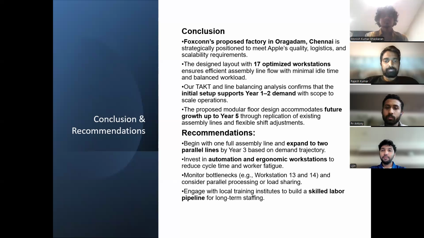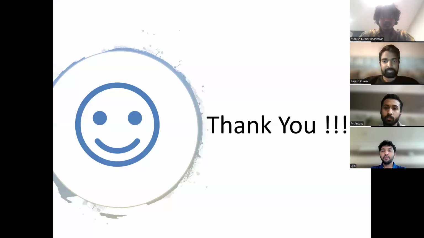In conclusion, the factory location offers excellent logistics, infrastructure, and access to skilled labor, making it ideal for long-term growth. We recommend starting with one full assembly line, expanding to two by year 3, investing in ergonomic and automated solutions to reduce fatigue and cycle time, monitoring high-load stations for bottlenecks, and collaborating with local institutes to build a skilled labor pipeline for sustainable operations. This is our entire project. Thank you.